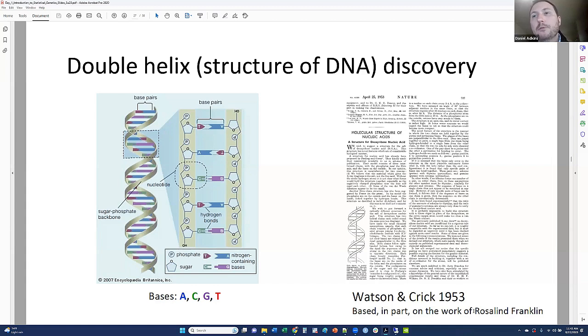But she passed away before the Nobel Prize was awarded. The Nobel Prize is not awarded posthumously, and so Watson and Crick basically got all the credit there. But certainly there were other folks involved, including Rosalind Franklin, a guy named Wilkins, so on and so forth.